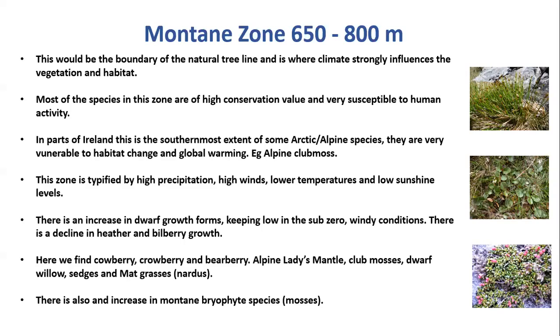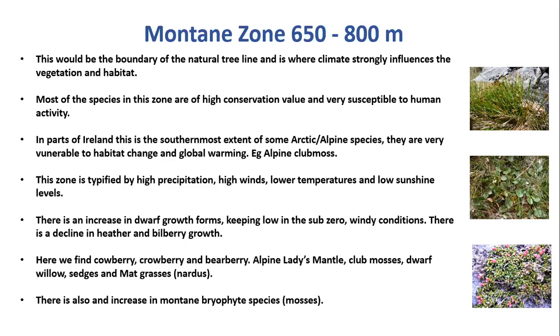In some parts of Ireland, this is the southernmost extent of some Arctic alpine species. And they are very vulnerable to habitat change and vulnerable to global warming, and that's a big problem. So things like alpine club moss, which is locally spotted at higher levels. There's a few places in the Wicklow Mountains I know where you can find it, and certainly I'm sure you know in your own area where you might find alpine club moss, those of you who know the plants. But certainly there's the southern extent of some Arctic alpine species. So it's a very important environment for the ecology of Ireland.